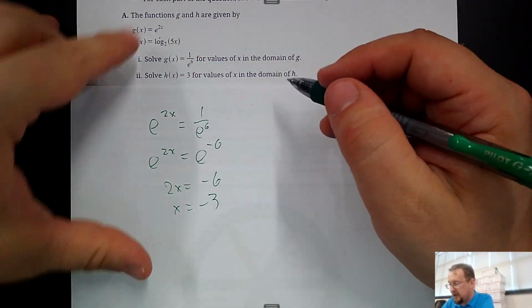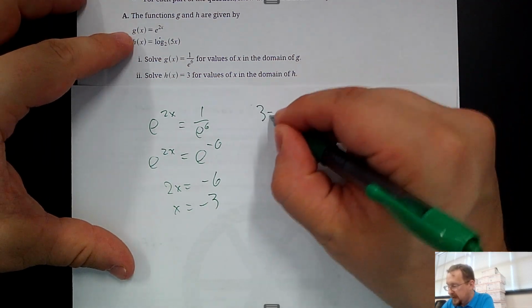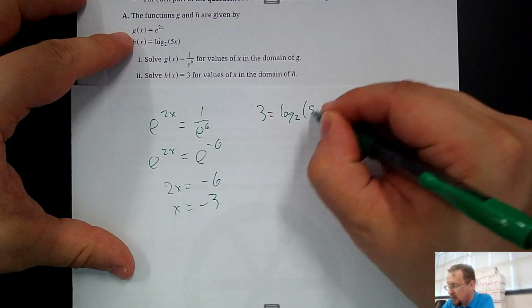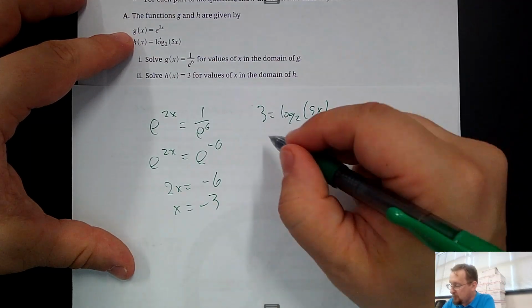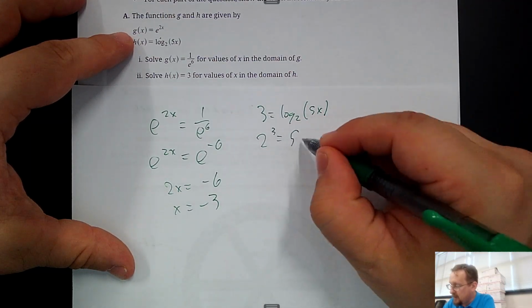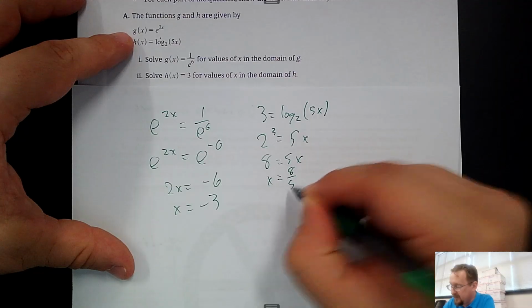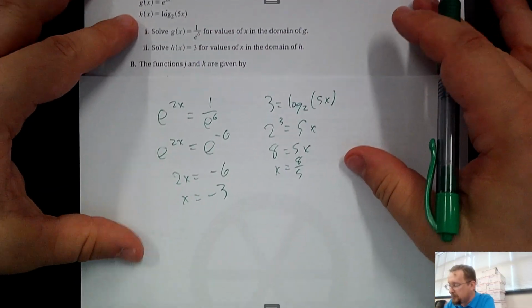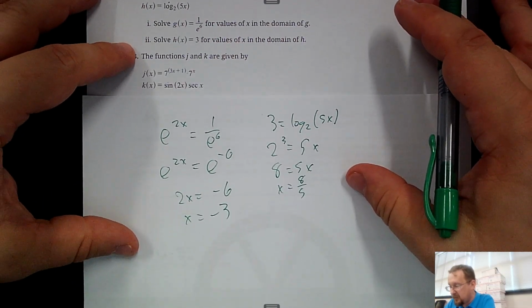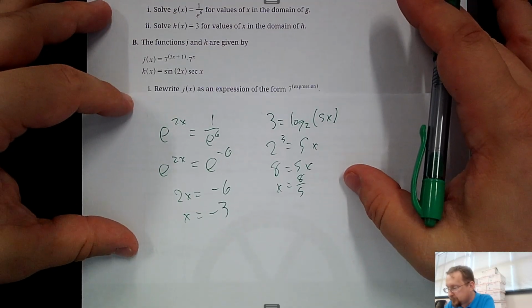Solve h of x equals 3. So 3 equals log base 2 of 5x. The opposite of log base 2 is 2 raised, okay? So 2 cubed, that's going to be 8 equals 5x, so x equals 8/5. This feels too easy.